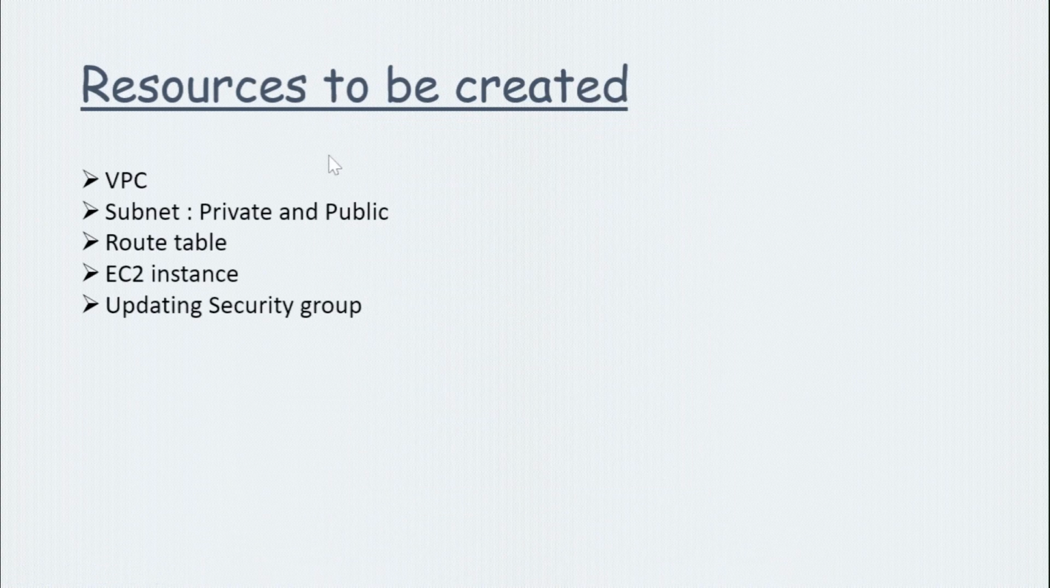In this video, we'll be creating some resources like a VPC. We'll be creating two subnets, a public subnet and a private subnet. We'll be creating an additional route table that has a route to internet gateway, some EC2 instances and security groups as well. So let's go straight to the demo now.